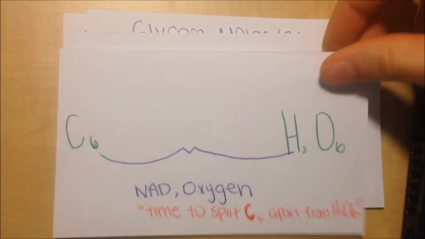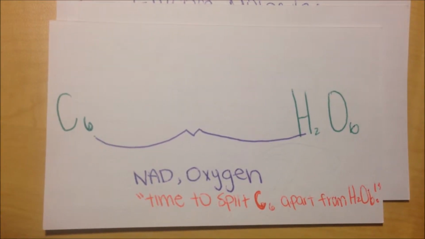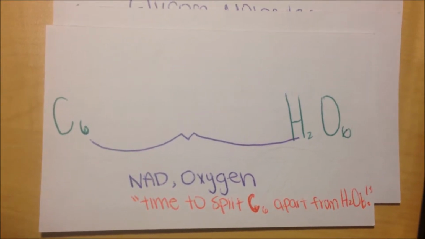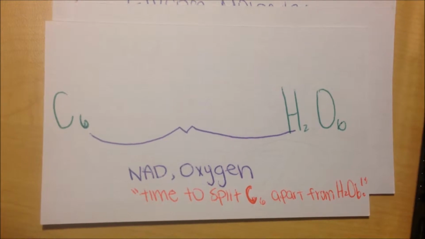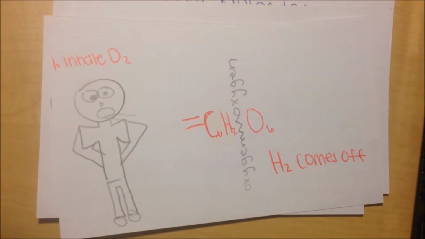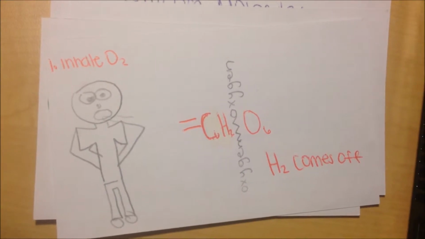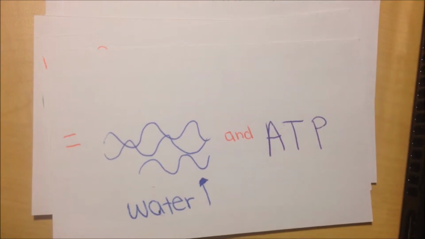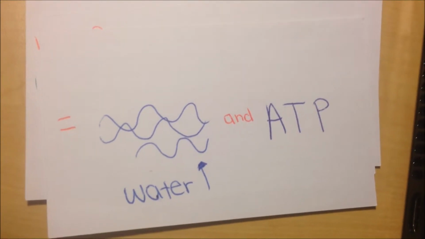The next step is to isolate the 6-carbon chain from H2 and O6. The process of removing the 2 hydrogens from the molecule requires the use of the coenzyme NAD and oxygen obtained from breathing. One of the main functions of oxygen is to break apart the hydrogen from the glucose molecule, turn it into water, and create ATP. Keep in mind, when the hydrogen is removed from the molecule, we call it oxidation.